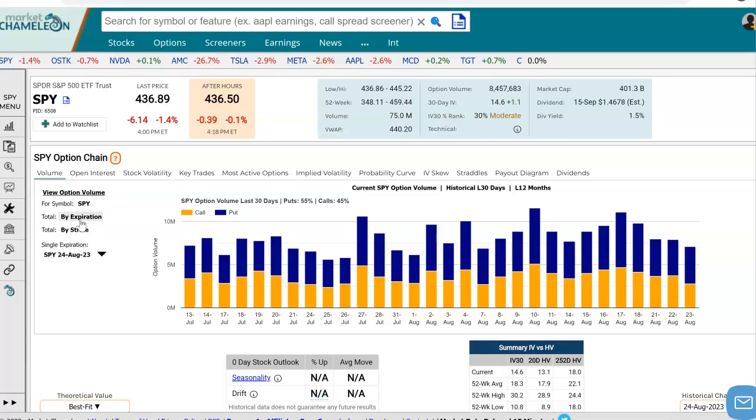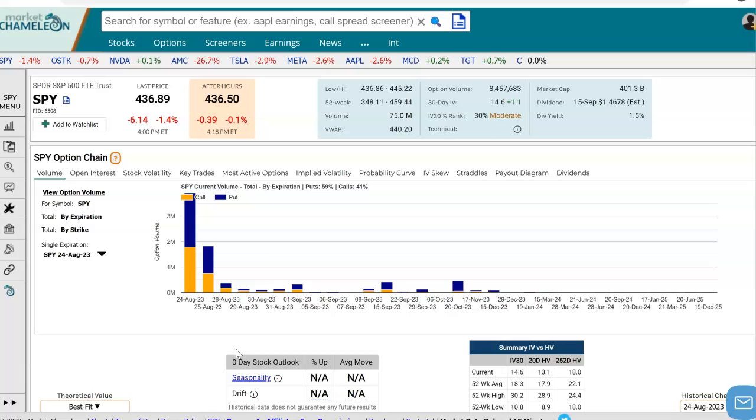So if we click on this by expiration, here we see that the 0 DTEs, these are options that expire today, had the most volume, and the breakdown was 55% were in the puts, 45% were in the calls, and if you hover over it, you get the actual volume for the calls and broken down by the puts. The total option volume today, 59% were in the puts, 41% were in the calls.